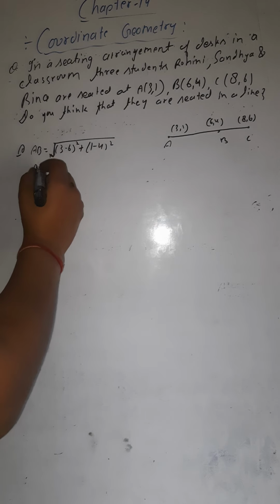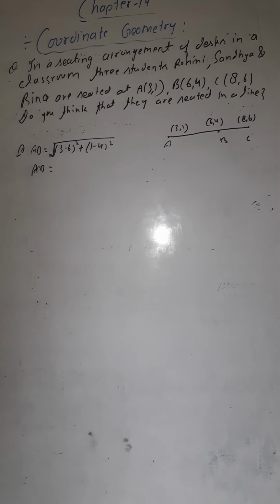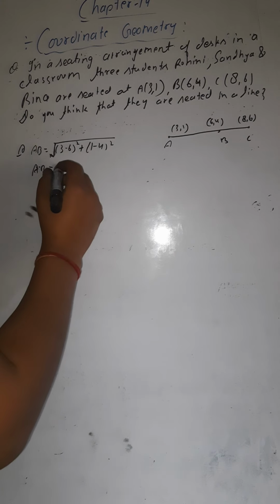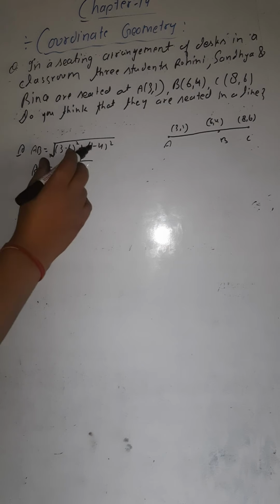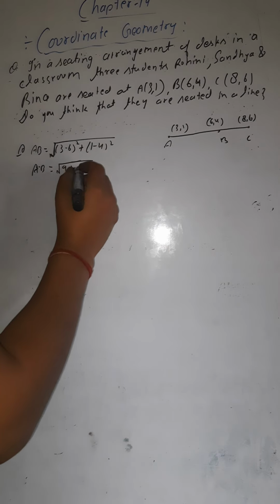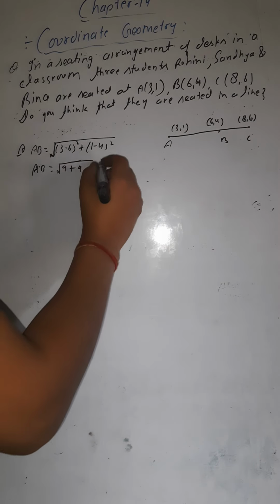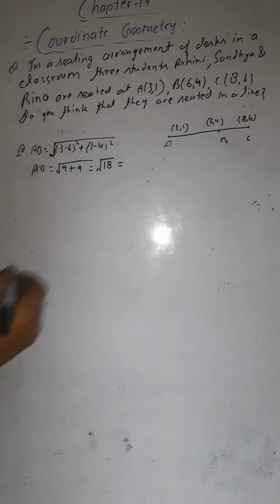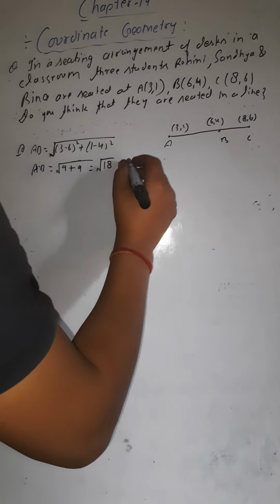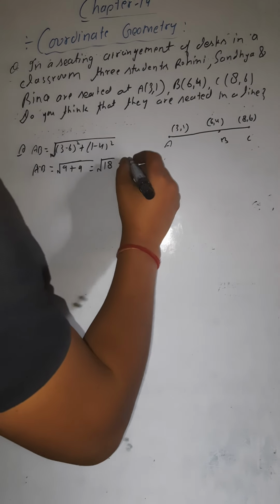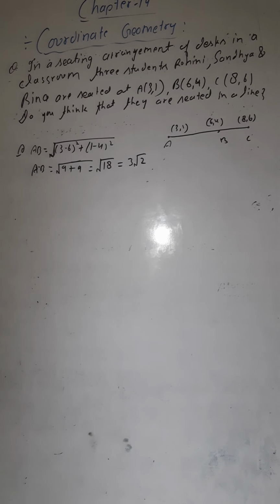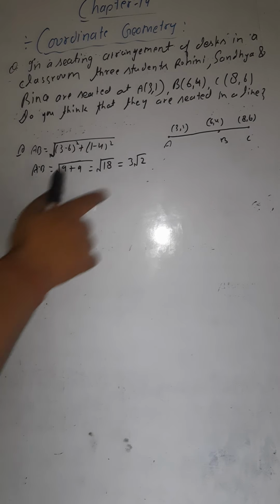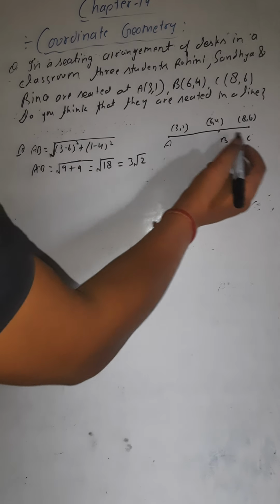AB would be equal to 3 minus 6 is minus 3, and square of minus 3 is how much? 9. 1 minus 4 is minus 3, square of minus 3 is again 9, so it would be under root 18. You can write it as 3 under root 2, because 3 squared is 9 and 9 times 2 is 18. So this is the distance AB, 3 under root 2. Okay. Now let's find out another one, that is BC.